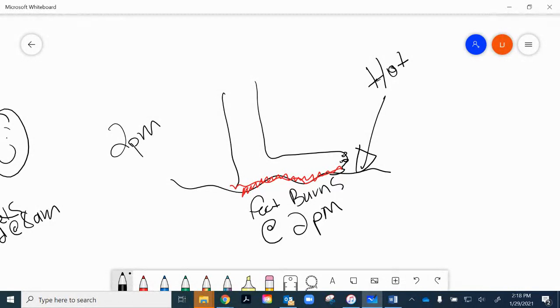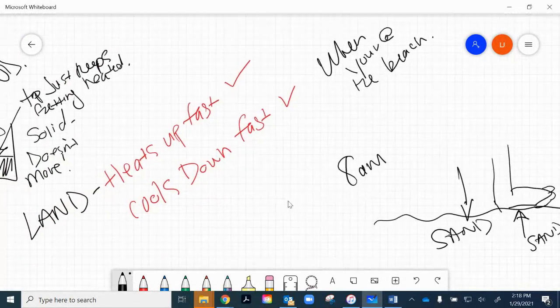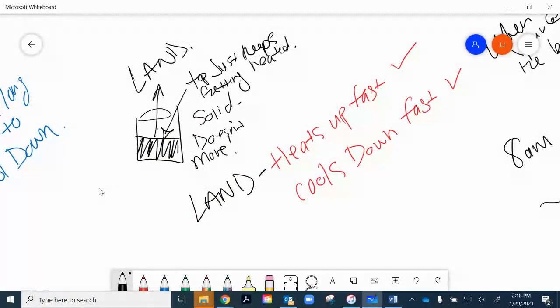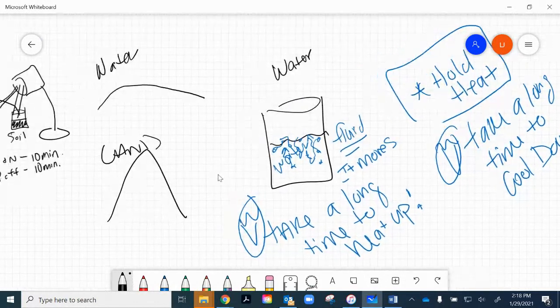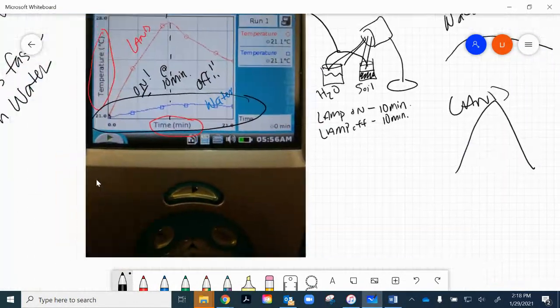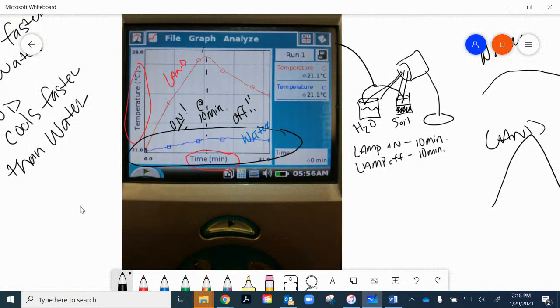That blacktop pavement gets hot during the day. It gets cold at night. But the water doesn't really change. Interestingly enough, it's because land heats faster and cools faster. Same thing with water, going slower when it heats and slower when it cools. And so here's our data once again, and we can see this effect take place.